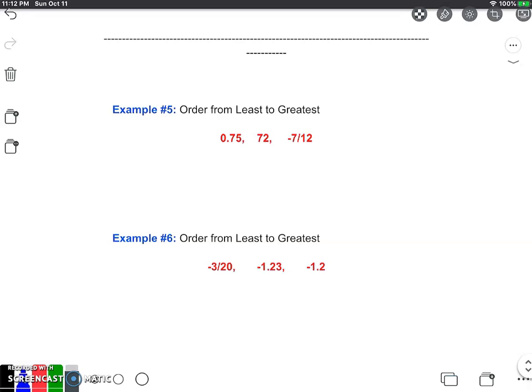Looking at my numbers, I know for a fact that this number right here is going to be my smallest number, because my other two numbers are negative. So if I put them in order from least to greatest, negative 7/12 would be the smallest number because it's negative.